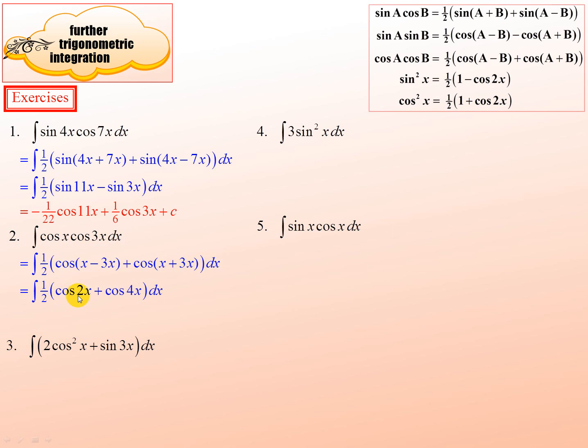This will give you sin x over 2 times a half. This will give you cos 2x over 2. Sin 2x over 2, I'm getting there in the end. Sin 2x over 2 times a half will give you sin 2x over 4. This here will give you sin 4x over 4 times a half gives over 8.